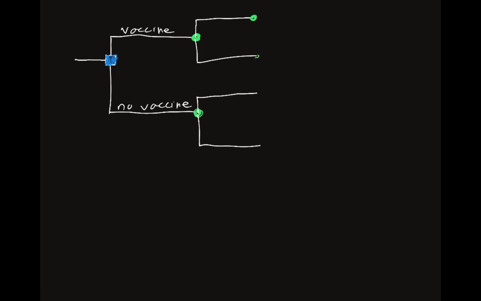The green circles, that's something that nature decides. So if you get a vaccine, say they flip a coin and decide to give you Johnson & Johnson or Pfizer. And then whether you get Johnson & Johnson or Pfizer, there's another green circle, where nature decides whether you die or survive. So then we could evaluate the total probability that you survive with a vaccine or with no vaccine.